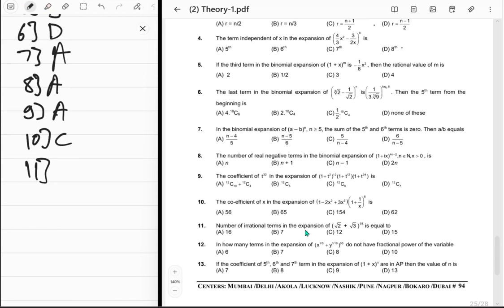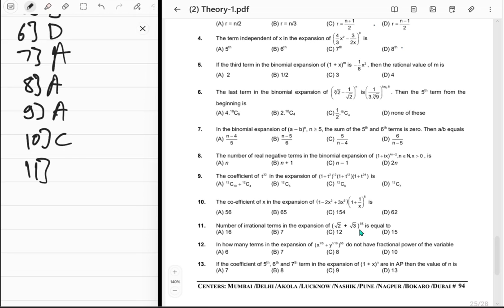Number of irrational terms in the expansion of (√2 + √3)^15. The way it gets irrational is that both √2 and √3 have some odd power. Only then will this actually be irrational. Only when both have even powers will we get a rational term.